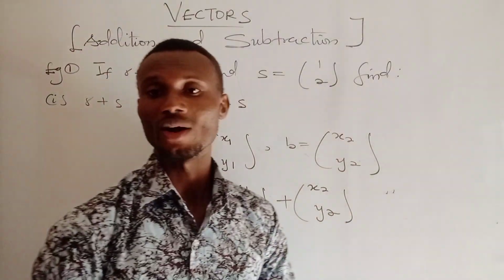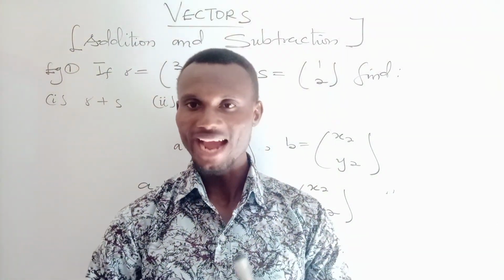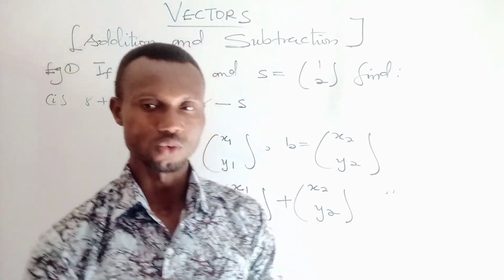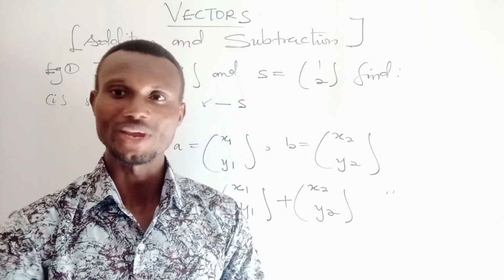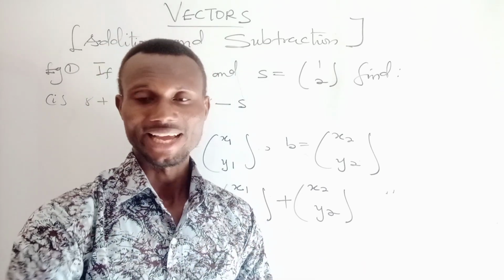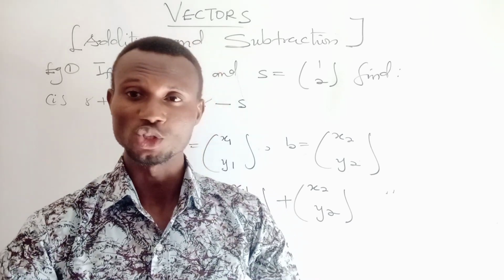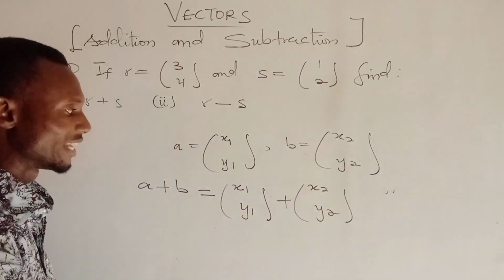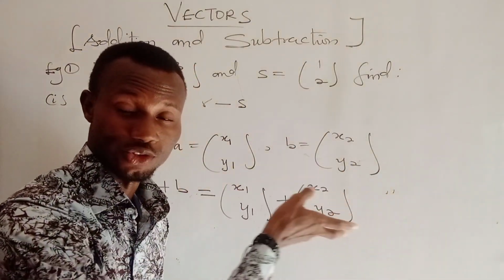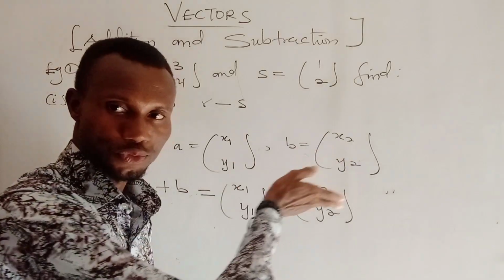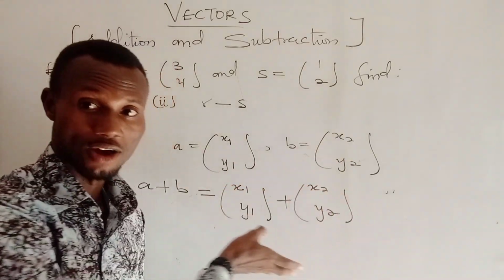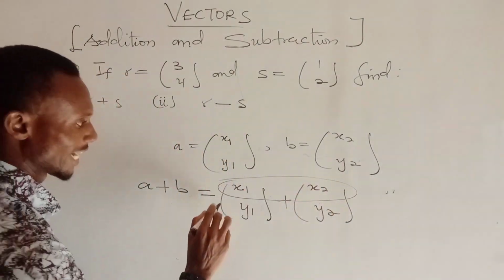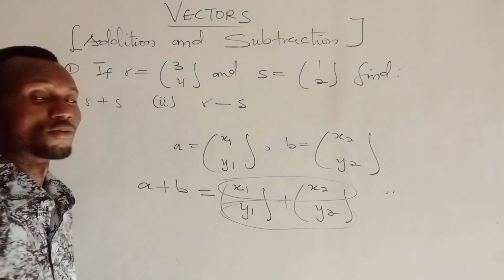Now, for us to conduct the addition, how we add vectors is that we add corresponding components. Again, how we add vectors is that we add corresponding components. And if you are subtracting vectors too, it's the same thing. We subtract corresponding components. With corresponding components, what I mean is that when you are adding them, you add the top values and you also add the down values. These are the corresponding components. So we add the top values and also we add the down values.